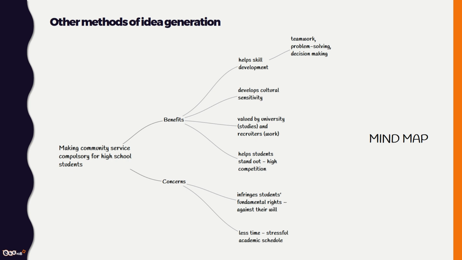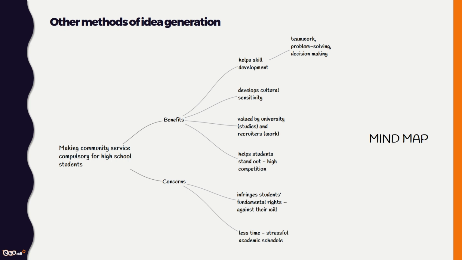So concerns, 2 branches. Influences students' fundamental rights. So it goes against their will most of the time, and students have less time because they are so stressed with their academic schedule. They have to attend lectures, do group projects, assignments, submit papers, and things like that. So they have a stressful academic schedule, and this would only add to the stress. That's what it means. So this is a mind map technique.